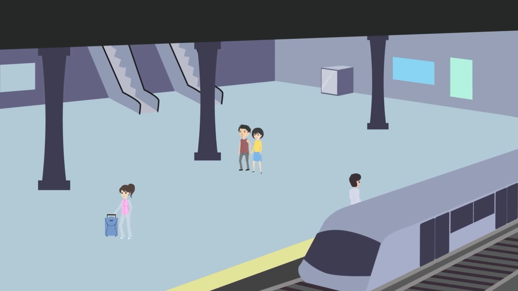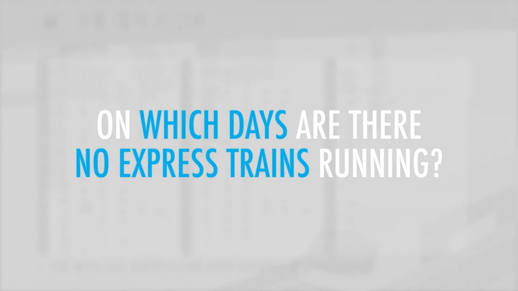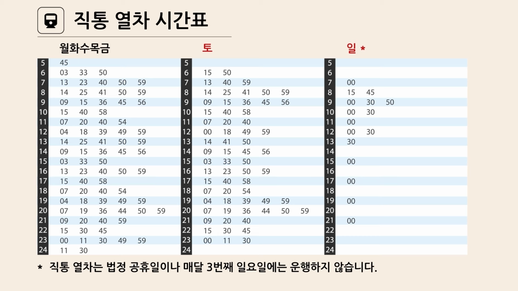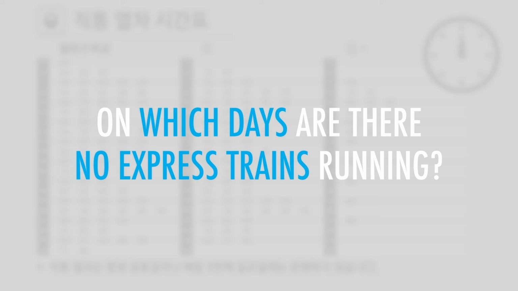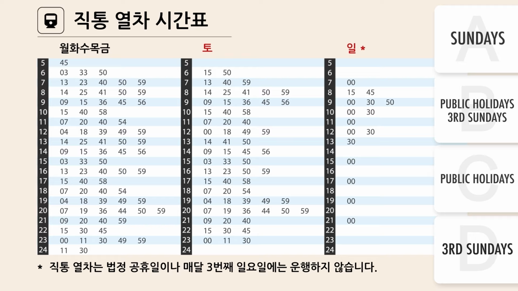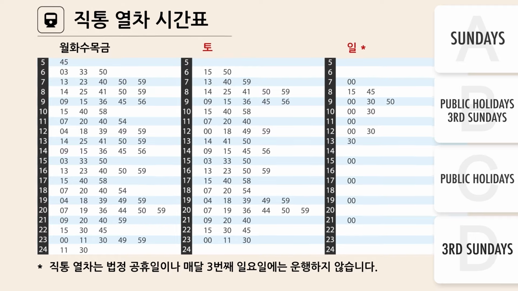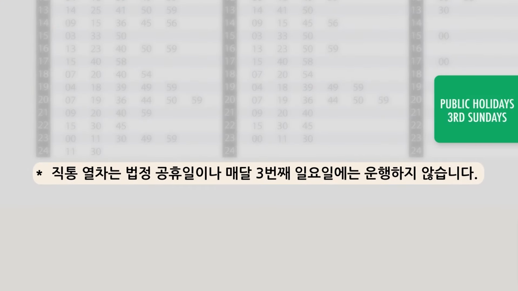You are at a train station where you're reading the train schedule for an express ticket that you've just bought. On which days are there no express trains running? There are no express trains running on public holidays and the third Sunday of every month. 법정 공휴일, 매달 세 번째 일요일.